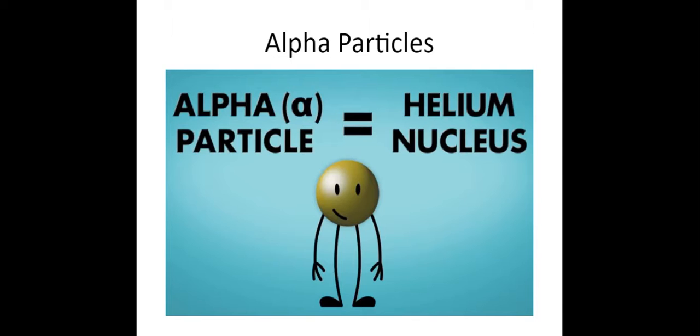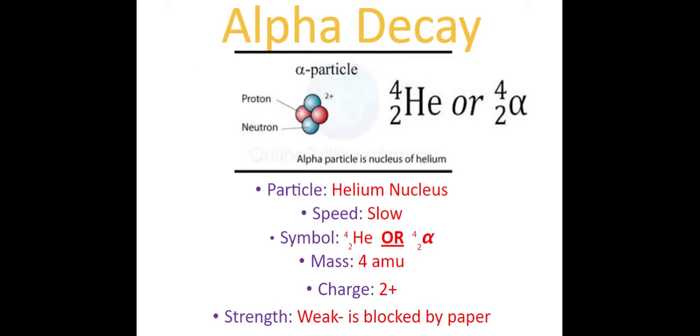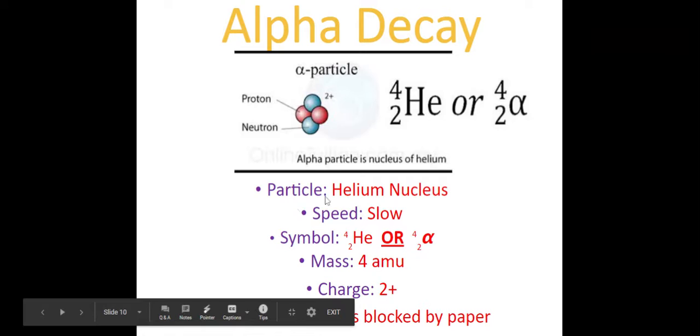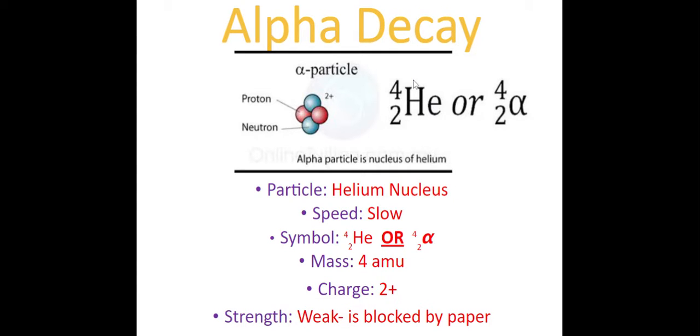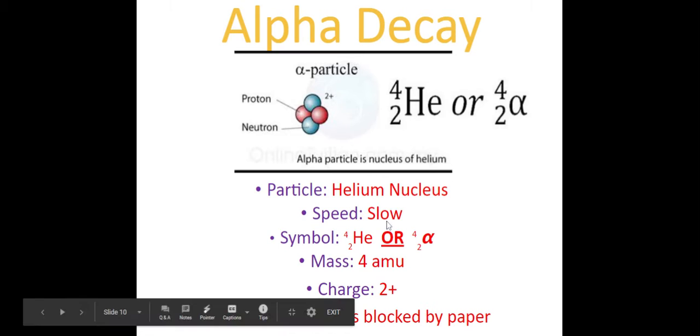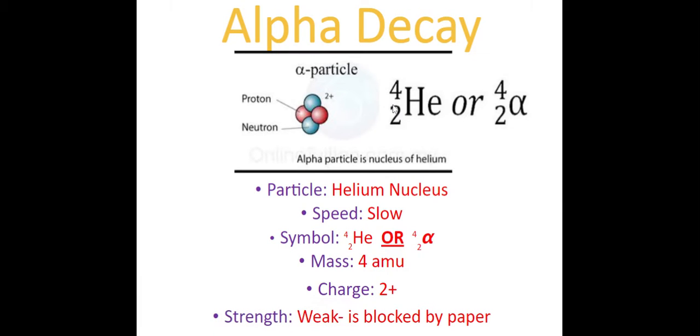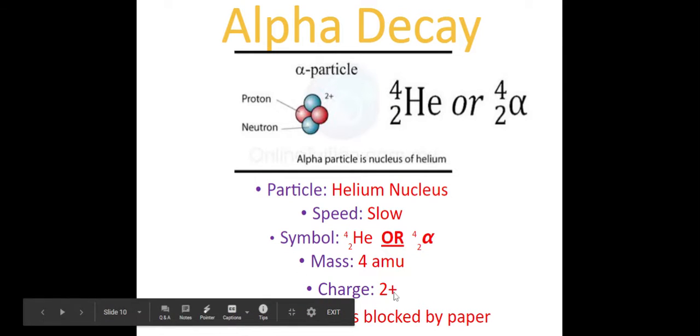Okay? Your alpha particle is just a helium nucleus. It's literally just a helium nucleus. So alpha decay is the alpha particle, which is a helium nucleus, which has 4 as the mass number and 2 as the atomic number. Sometimes written like that with the fish symbol, which is the Greek symbol for alpha. It moves at a very slow speed. Its symbol again is here. Its mass number is 4 atomic mass units, which is why that 4 is up here. Its charge is a positive 2.